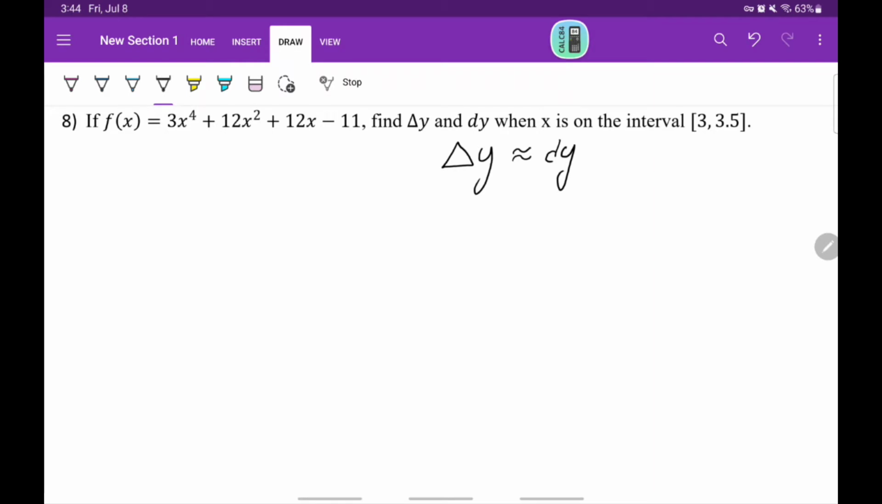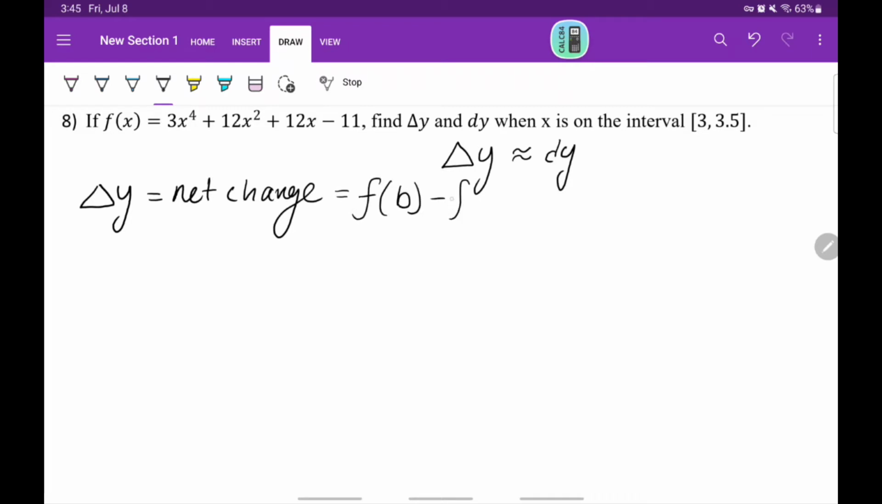Now, to find the change in y, or delta y, we call that the net change. And the net change is equal to the function evaluated at b minus the function evaluated at a on some interval of b and a. I also want to bring something up, which is called delta x. Delta x is referred to the change in x.